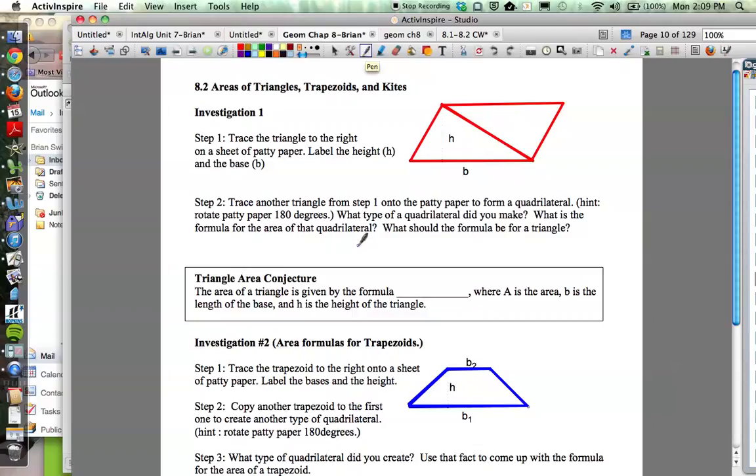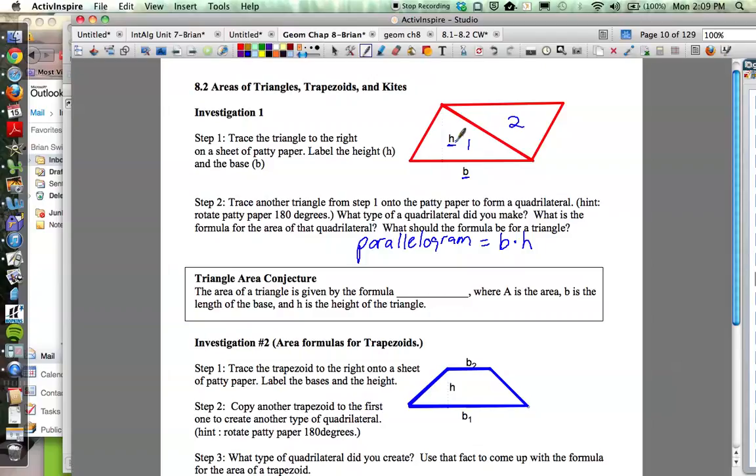So what type of quadrilateral did you make? Parallelogram. What is the formula for the area of that quadrilateral? Well, a parallelogram, we know, is equal to base times height. So what should the formula for a triangle be? Well, there are two triangles that make up this parallelogram, 1, 2. But those two triangles have the same base and the same height as the parallelogram.